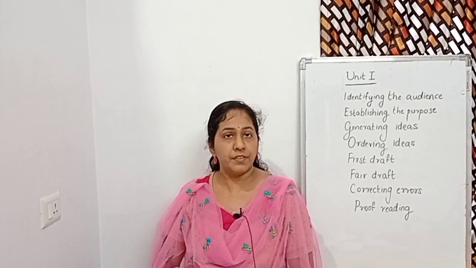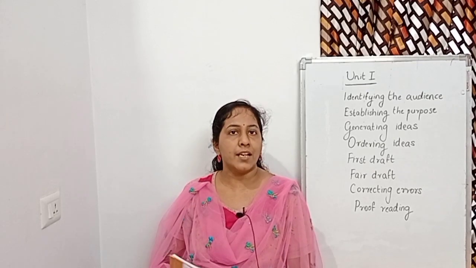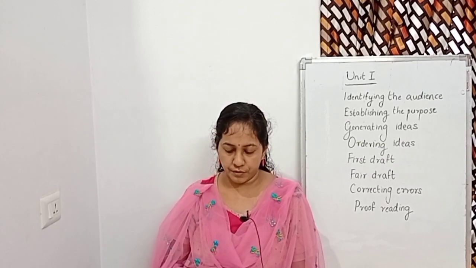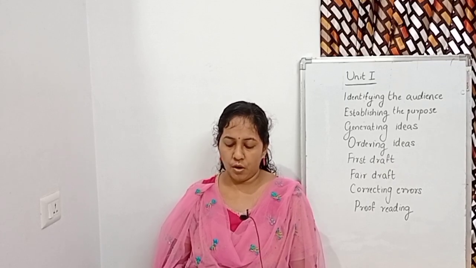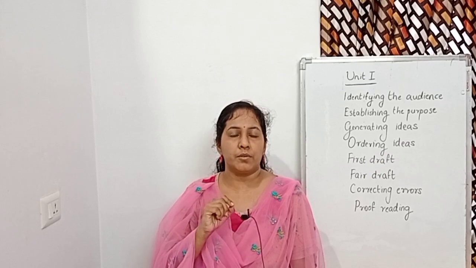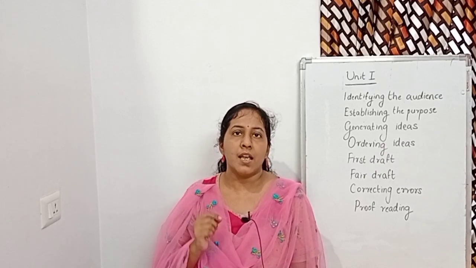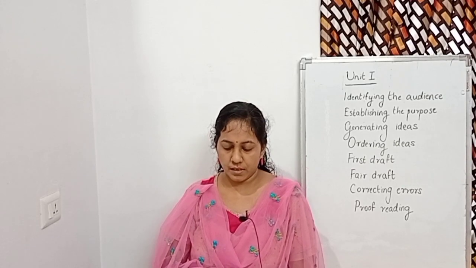Fifth one is writing the first draft. First you write it roughly, the rough draft. That you'll write down. That is it. Sixth one is revising or improving the draft. You revise it, you rewrite it, you improvise on it, and then you write a fair draft. That is the sixth one.